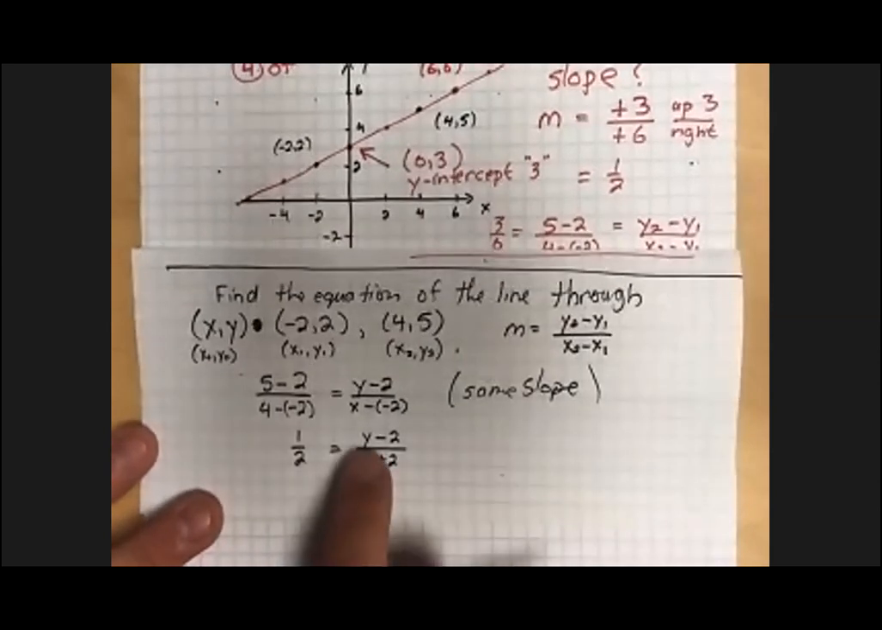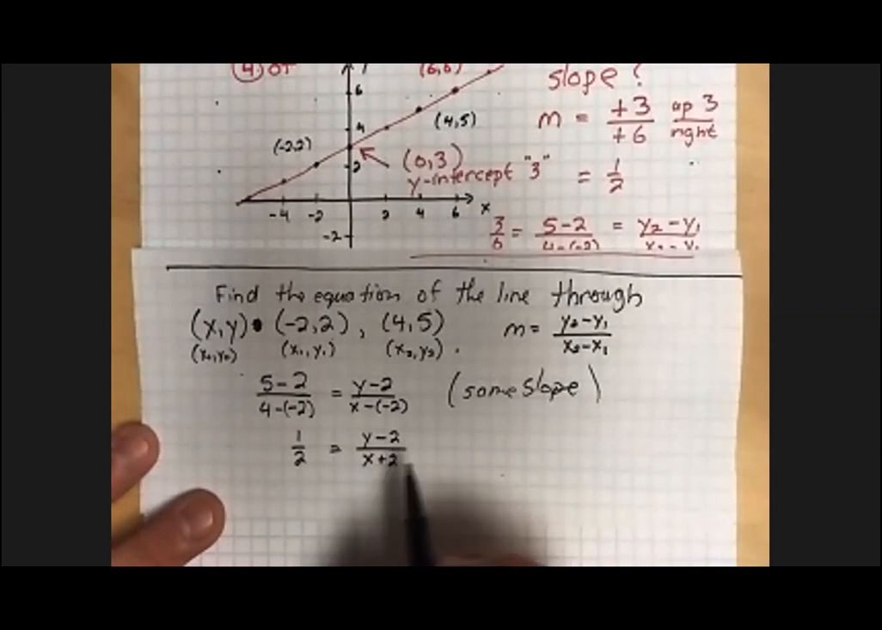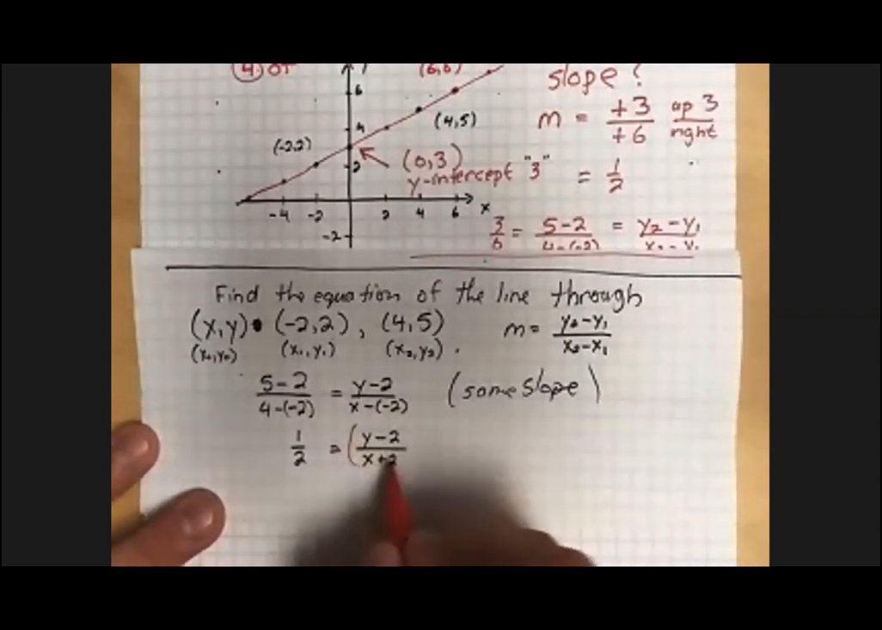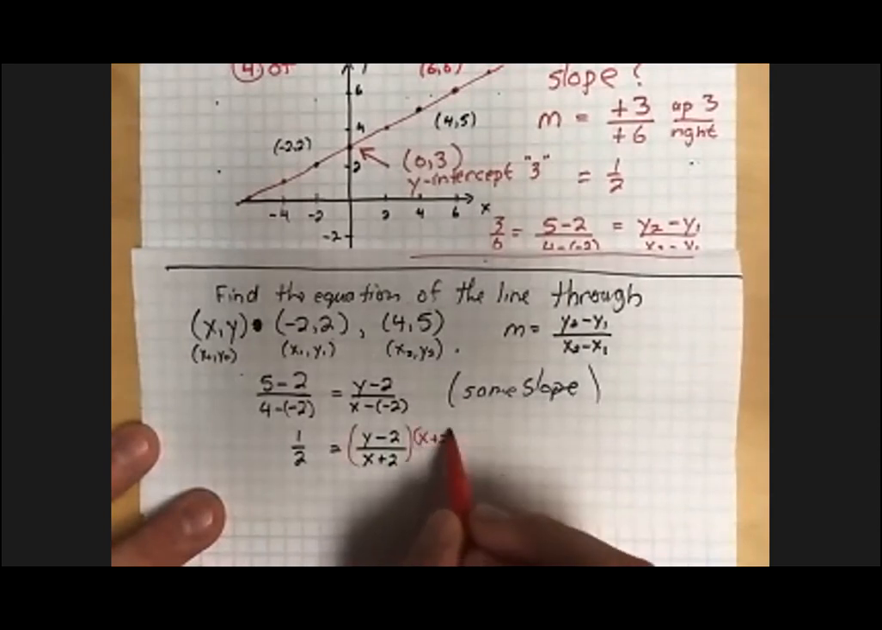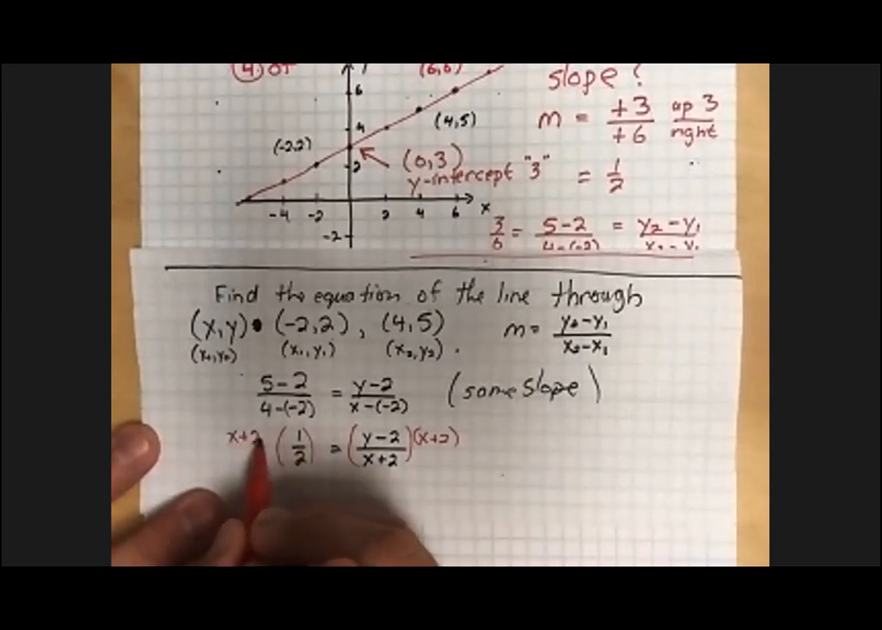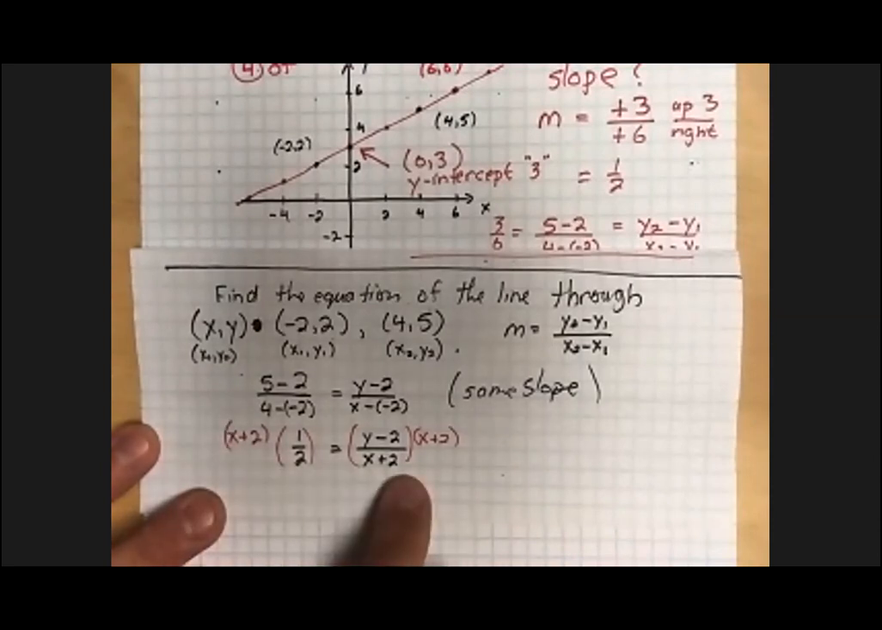I'm interested in solving for y. I want the slope-intercept form. So what could I do to both sides? Remember the golden rule. Whatever you do to one side, do to the other side. And one of my other favorite rules is get rid of fractions whenever you can. So let's multiply both sides by x plus 2. On the right, that cancels the x plus 2, and I just have y minus 2 left.